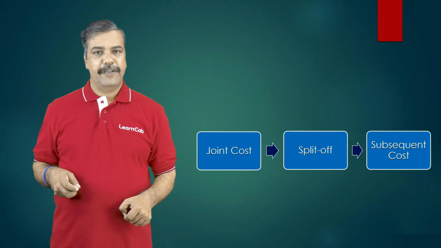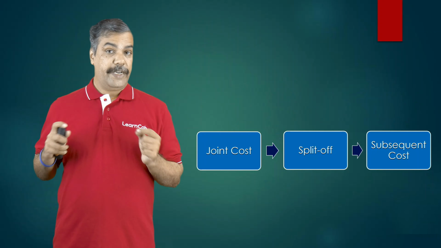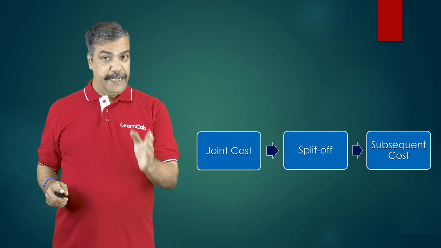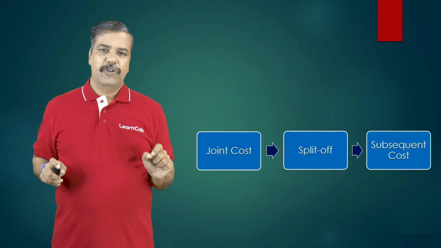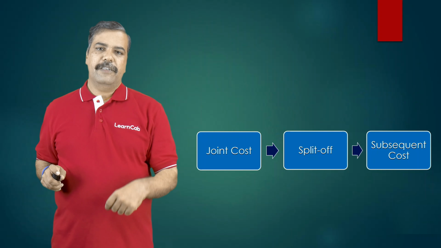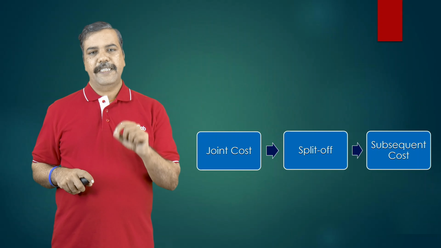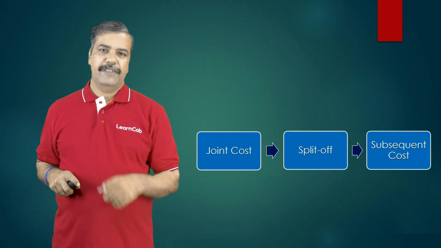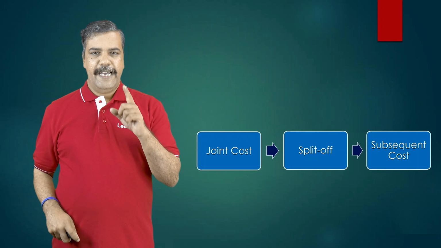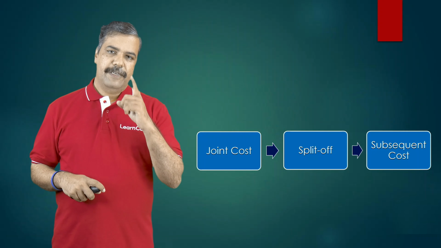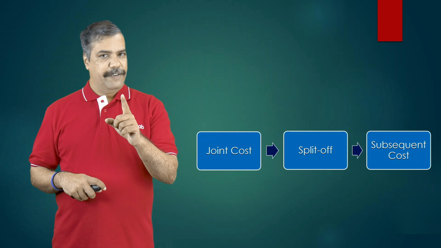Split off is a point where the different types of product emerge. Till that point of split off, it is called joint cost. After the point of split off, it is called separation cost. This separation cost, or subsequent cost or post separation cost, can be easily identified with the final product you are manufacturing.